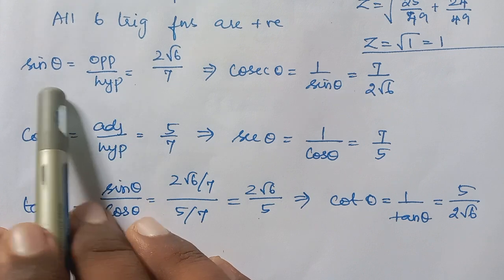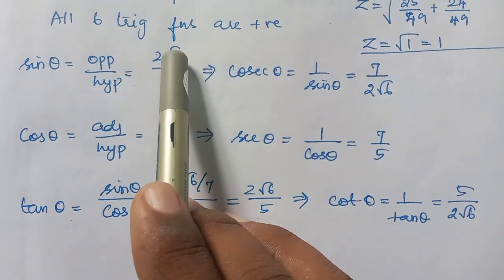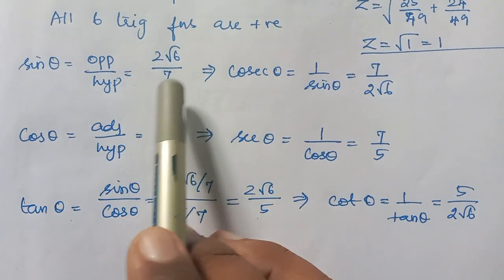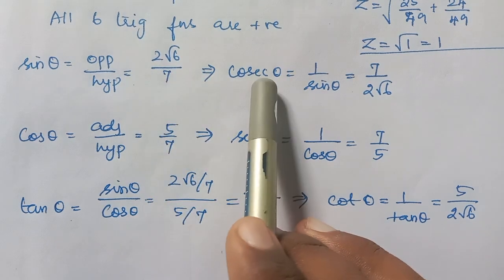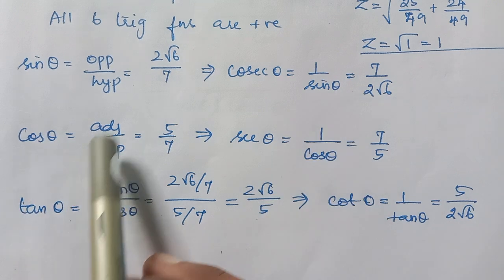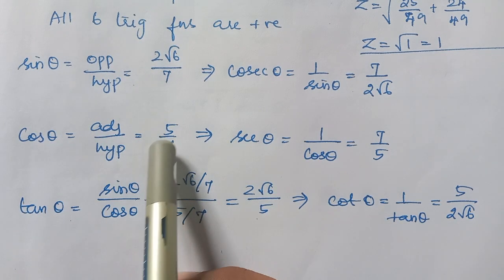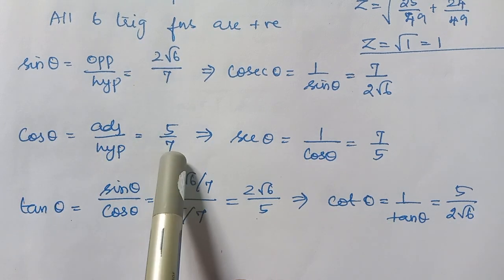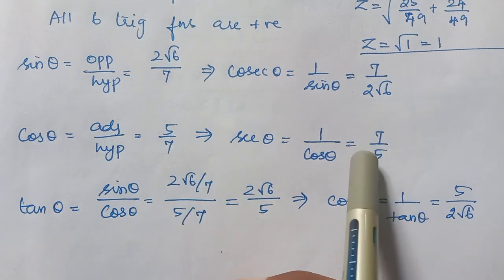Now sine theta is opposite by hypotenuse. So the opposite value is this, and the hypotenuse is 1, divided by 1 is the same. Cosecant is the inverse of sine theta, so just write the reciprocal. Cos theta is adjacent side by hypotenuse, which is 5 by 7 divided by 1. Hypotenuse is 1. So secant theta is the reciprocal, so 7 by 5.